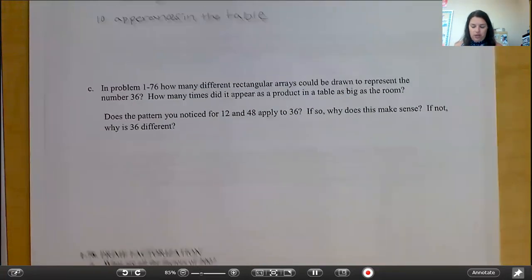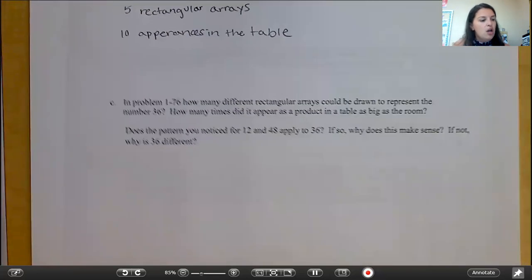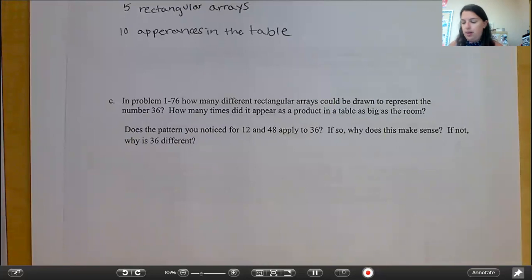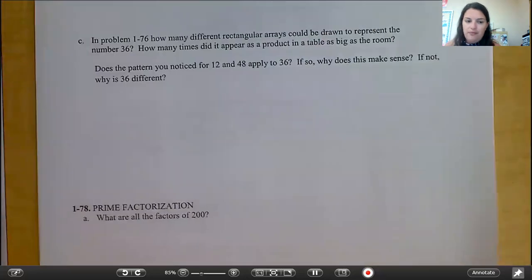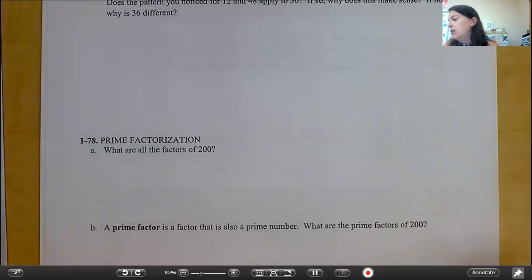Okay, that is it for day 1 lesson. So if you have any questions or want me to look at anything, please let me know. So now we're moving on to day 2, which is starting at problem 178. Prime factorization. What are all the factors of 200? So take a minute, pause, and list the factors of 200.